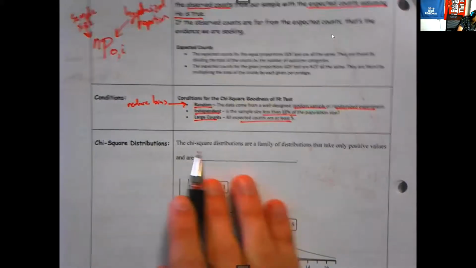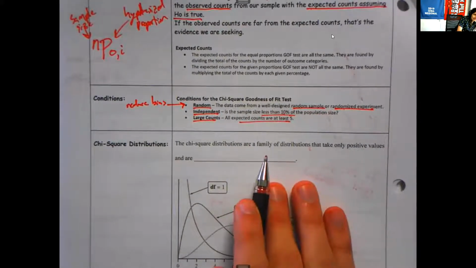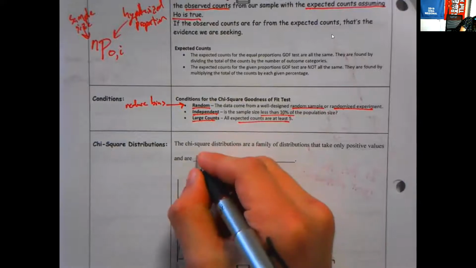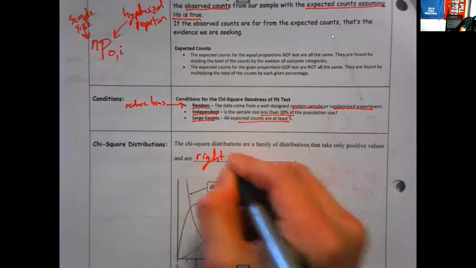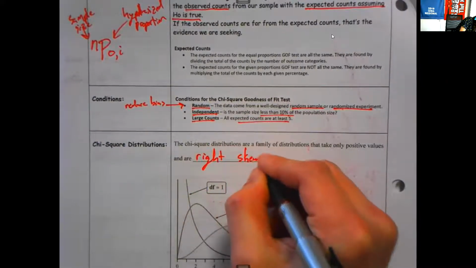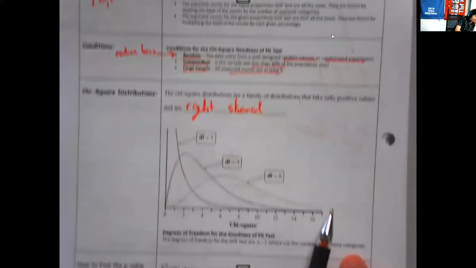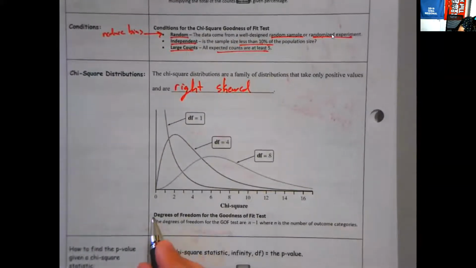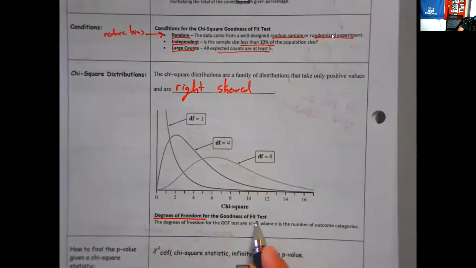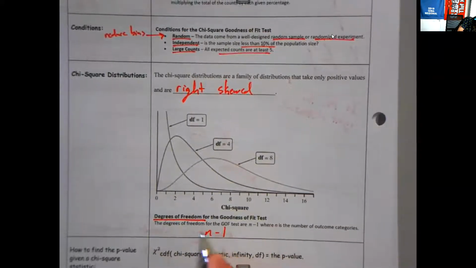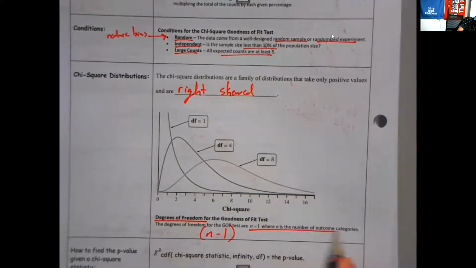Chi-square distributions. The chi-square distributions are families of distributions that take only positive values and are right skewed. You'll notice that the squared distance from what we expected can only be positive, and there's going to be a lot more values close to 0 than there are values far away from 0, the extreme values. So down at the bottom, we have something here called degrees of freedom. The degrees of freedom for a goodness of fit test are going to be n minus 1, where n is the number of categories.